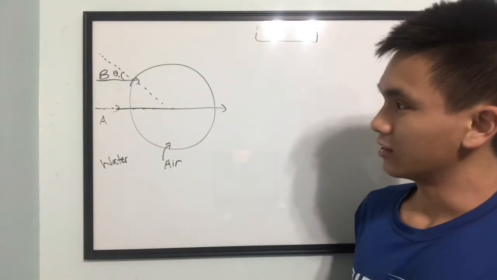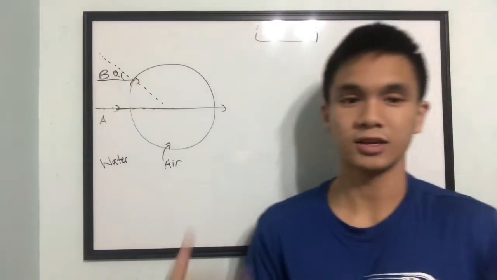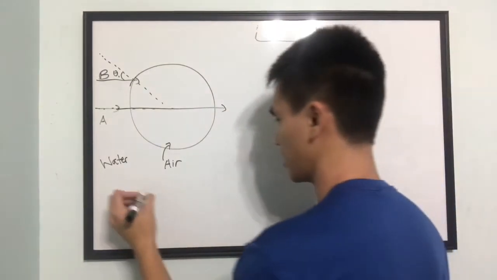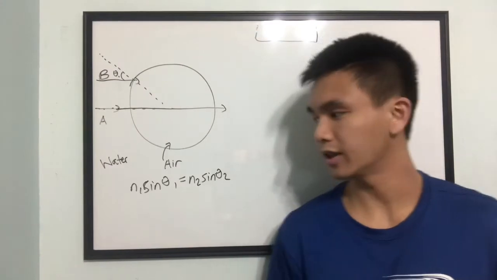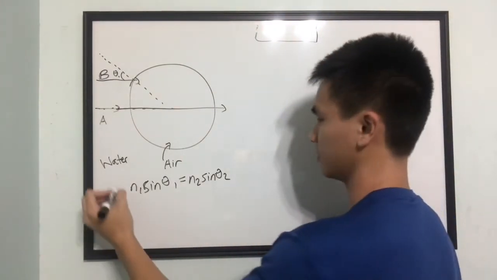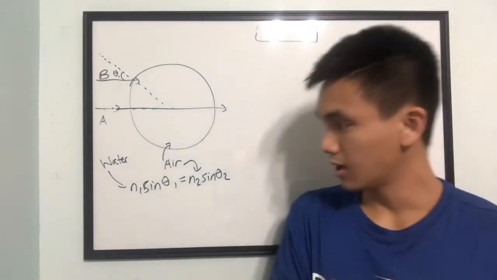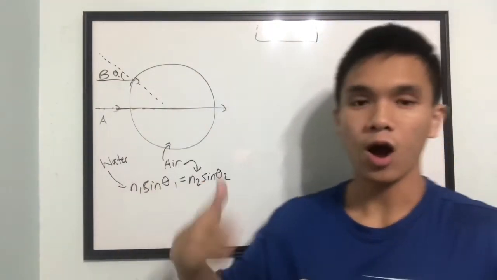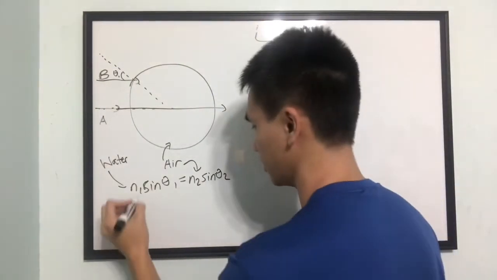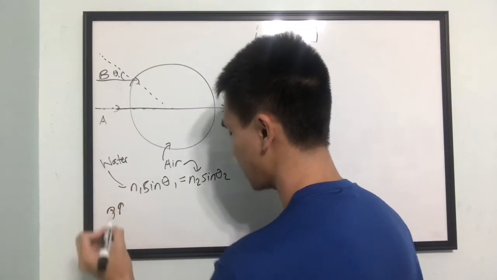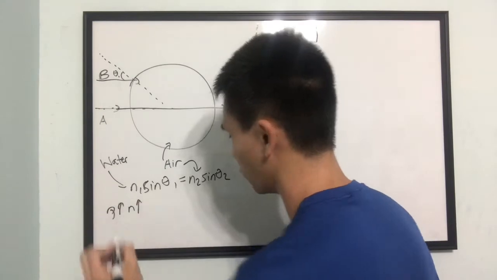So the thing that happens to it as it emerges, going from water to air, we need to consider something called Snell's law, which is given by this equation right here. Say that our first medium is going to be water, and then our second medium is going to be air. For water, it's more optically dense than air. So that means the index of refraction is going to be greater for water.